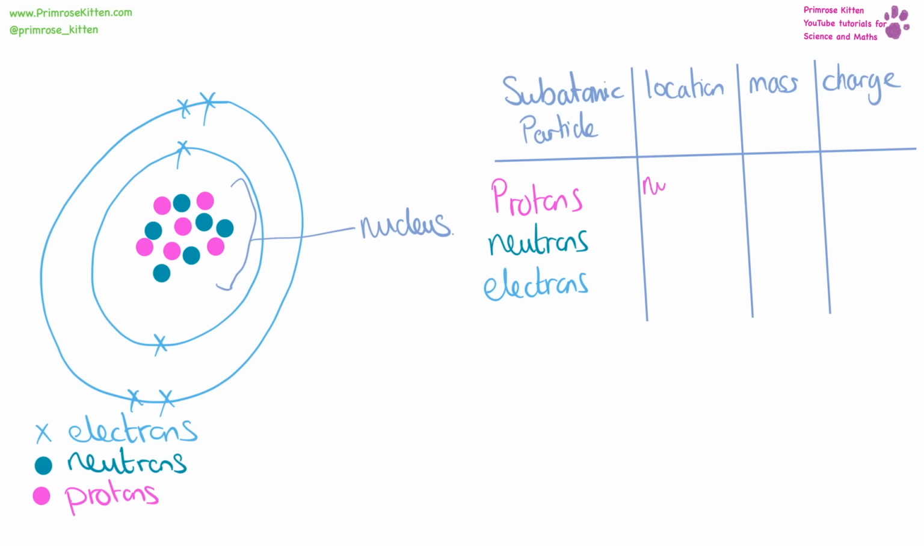Protons are in the nucleus. They have a mass of 1 and a charge of +1. Neutrons are also in the nucleus. They have a mass of 1 and a charge of 0. Electrons are in the outer shells. Their mass is 1/2000 and they have a charge of -1.